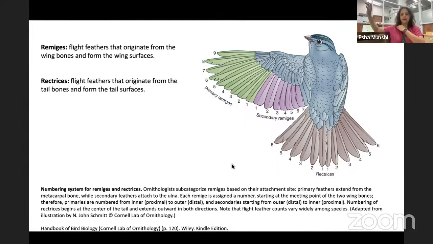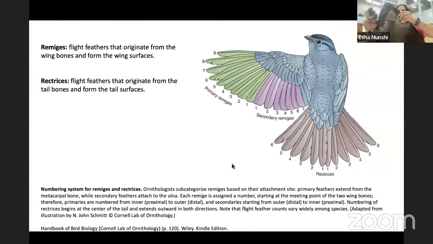So we have one bone from the shoulder to the elbow, one bone from elbow to wrist, and from wrist to the hand, right? So there are three bones. Even in the bird, in the wing, there are three bones. One is from here to here. Second is from where my hand is to where my other hand is. There are actually two bones here. And the third is here, which are the digits, which we have as our fingers.